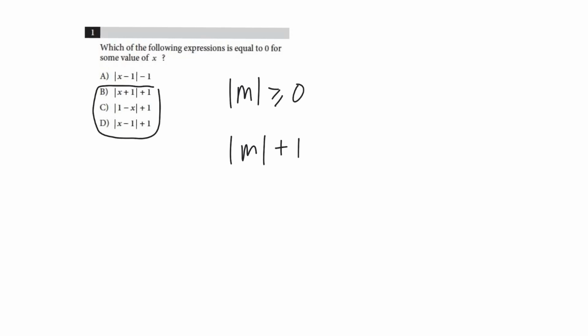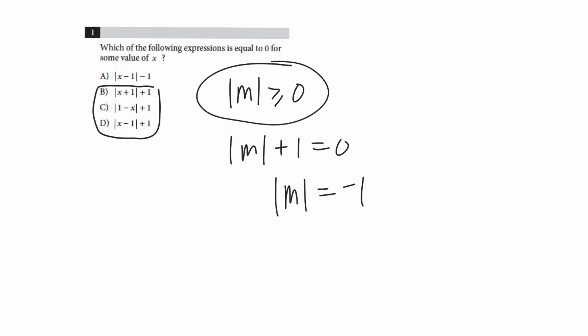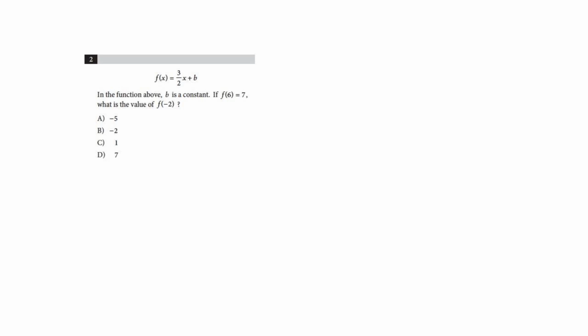If we want to know when that is equal to 0, we're going to have to subtract 1 from both sides. We're going to get negative 1. Well, we absolutely know that the absolute value is always going to be equal to or greater than 0. So this is impossible. So not only are these not the right answer, it doesn't matter what's inside the absolute value there. Those can't be correct. So it's going to be A. Okay, excellent.